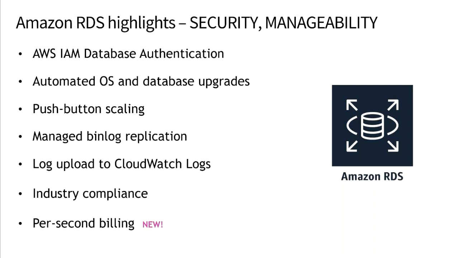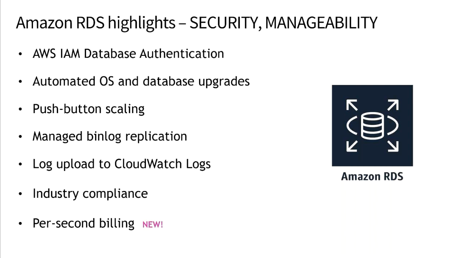Second point is around automated updates. On a regular basis, we update or patch both the database binaries and the operating system, or the Linux operating system that they're running on. That is automated, and if you have multiple replicas for your database in a multi-AZ configuration, it becomes a very quick and non-disruptive process to do those updates.